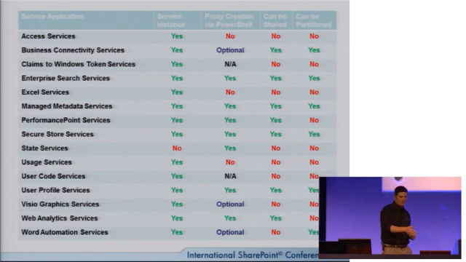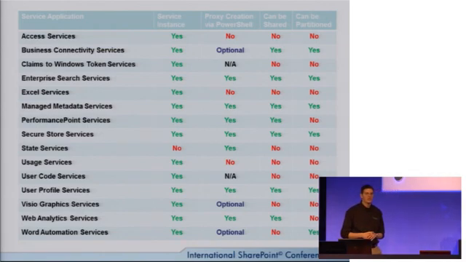And then some of these, as far as other options here, like the Claims to Windows Token Service, it doesn't really apply. You start the service, there is no real service application, right? It's just the service instance.